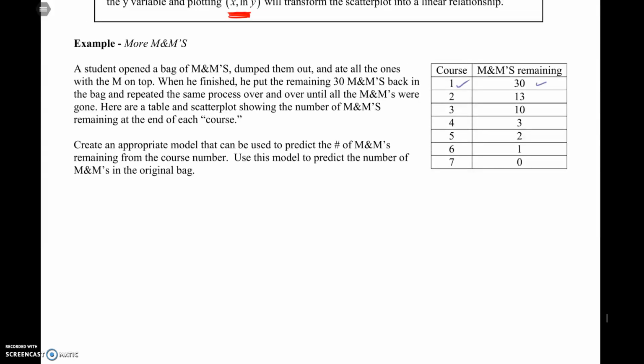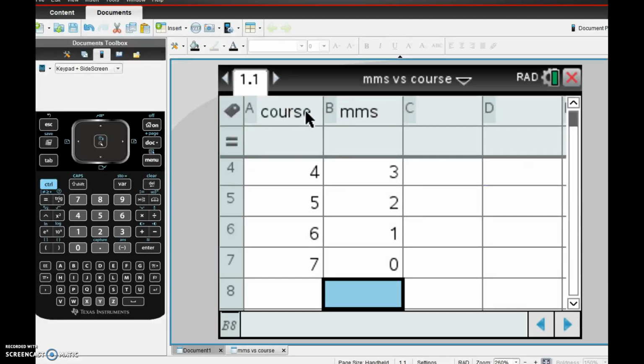Mixed them up, dumped them on the table, and then ate the ones that had the M up. Kept on repeating that over and over until he got down to 0 M&Ms left over. Took 7 courses, if you will. So let's find a way to use the course to predict the number of M&Ms remaining. I got the data in my calculator.